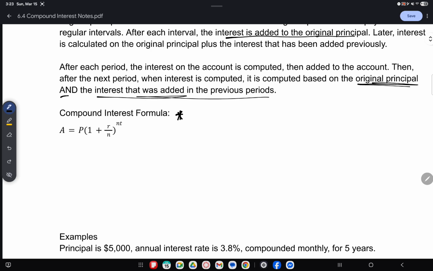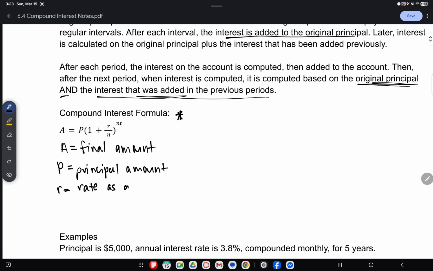So here's the formula. I'll lay out what the different variables are. A is the final amount. P is the principal amount. The 1 plus is always going to be there. R is still going to be the rate, but as a decimal. So for example, 5% we'd really use as R equals 0.05.